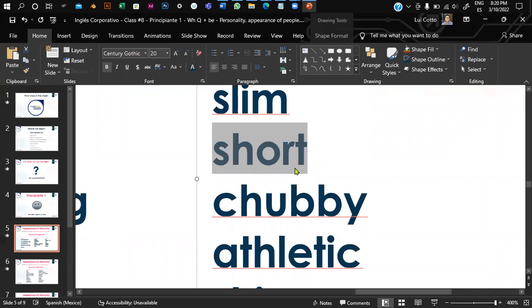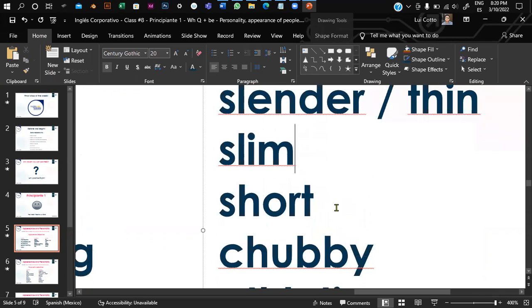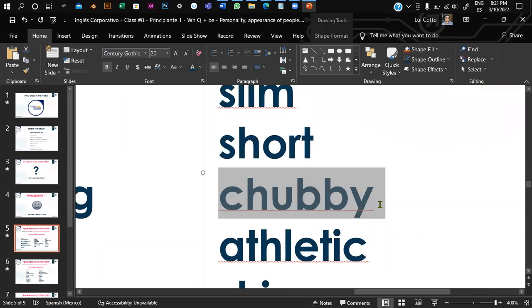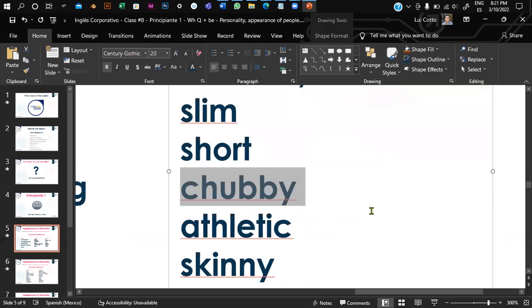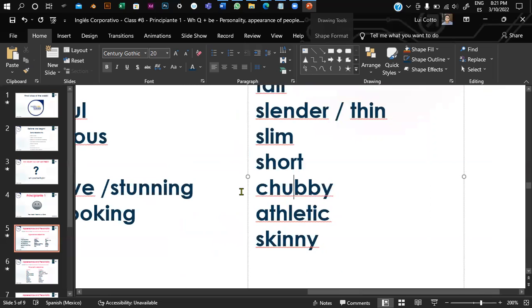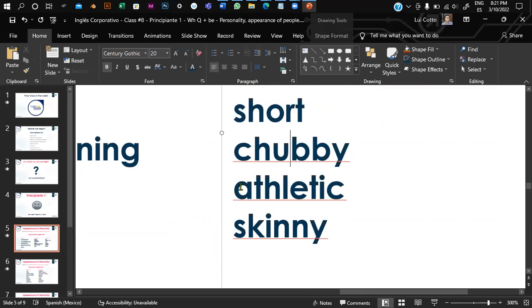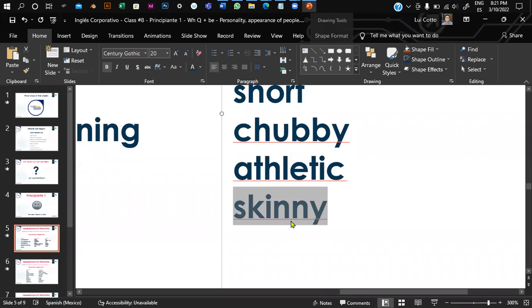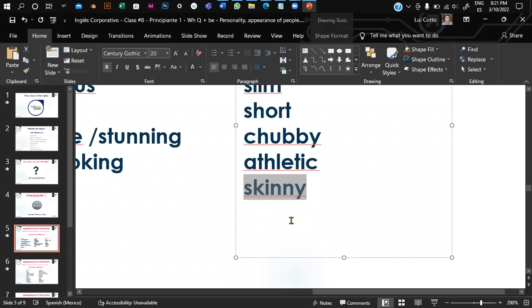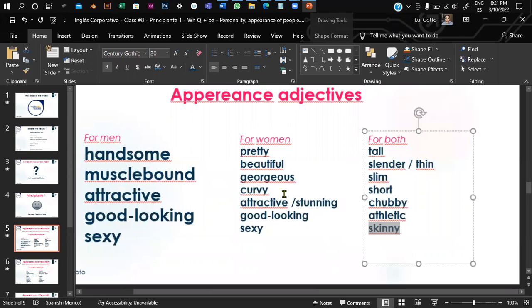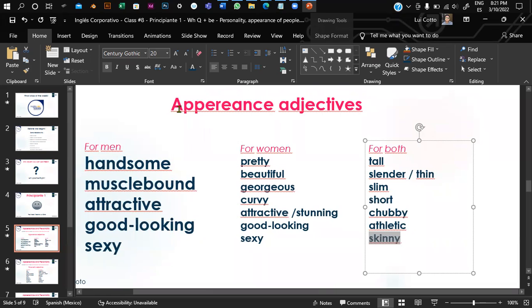Short. Okay, the next one is chubby. Chubby is like, in Spanish, rellenito. Chubby, like a baby. The next one is athletic. Someone who practices a lot of sport. Skinny. Skinny is like this. Those are some adjectives for describing appearance.